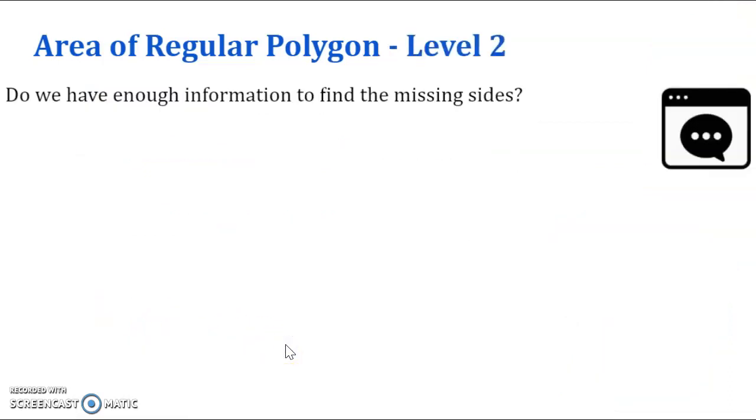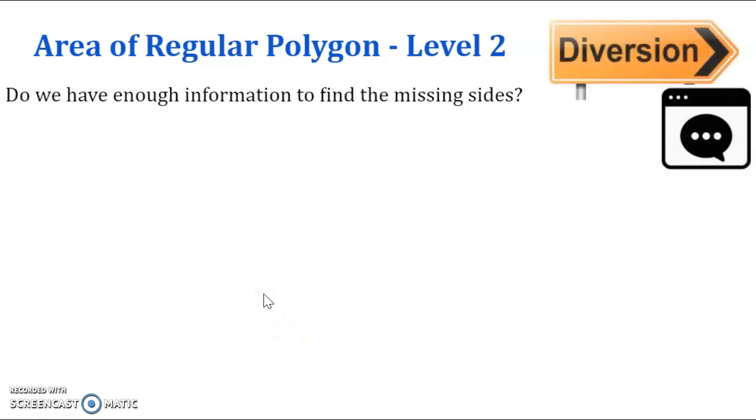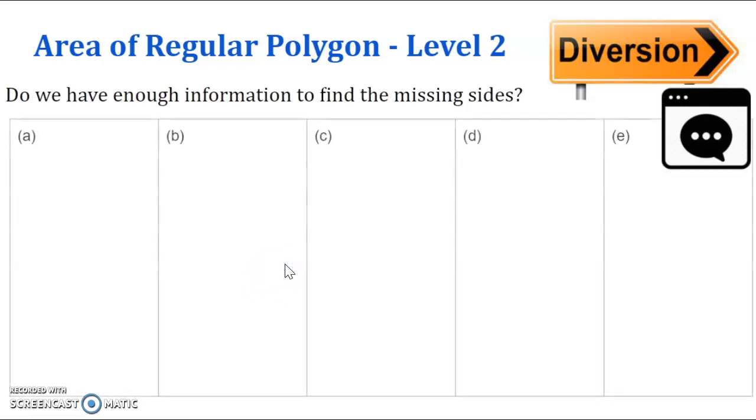Now we're going to go on to level 2 of area of regular polygon. Before we do that, we're going to do a slight diversion. Do we have enough information to find the missing sides?